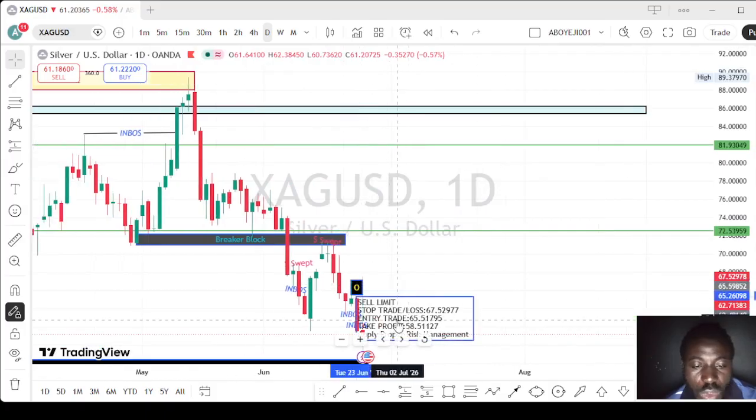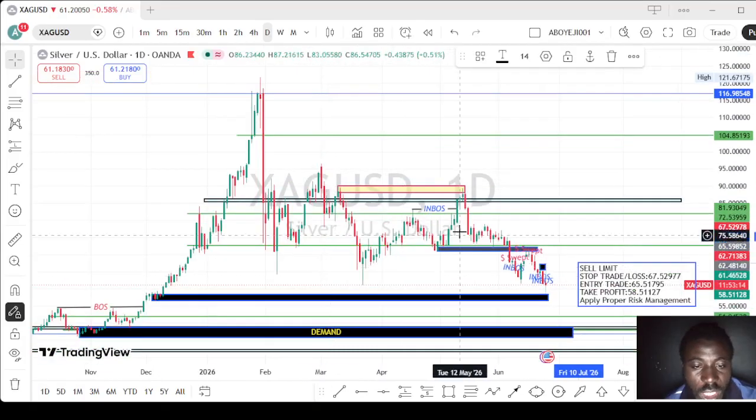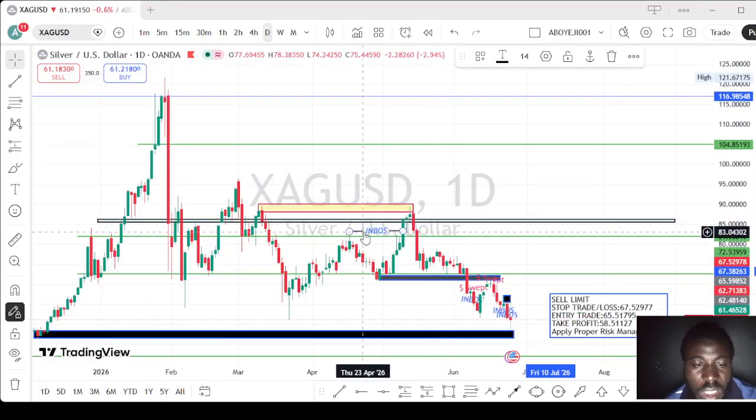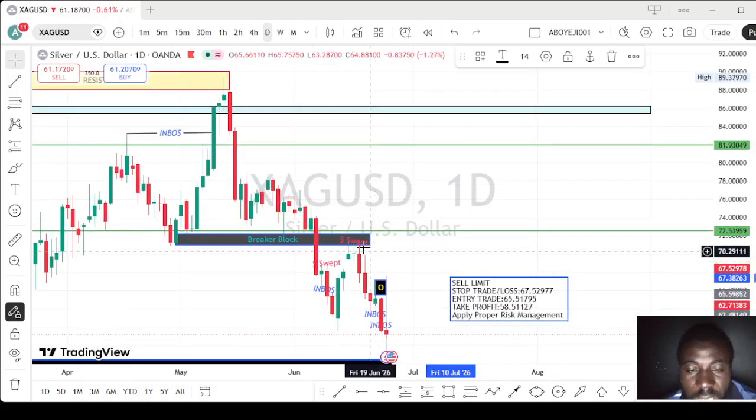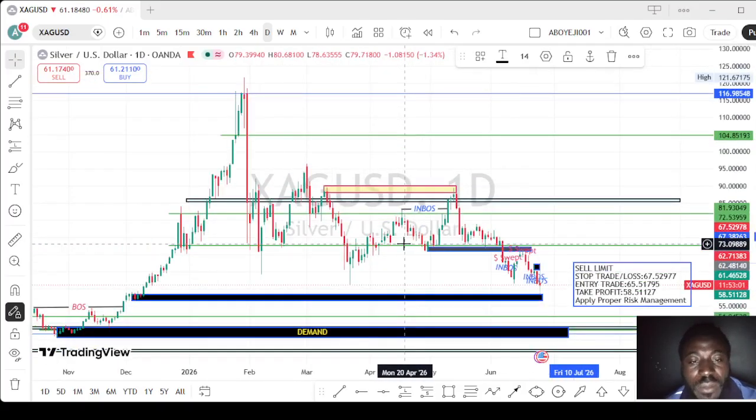So this is what we are having now. You can see on daily time frame, this is our pre-construction to uptrend, and this is our demand. And our demand turned to breaker block.